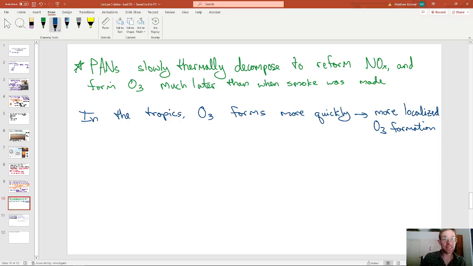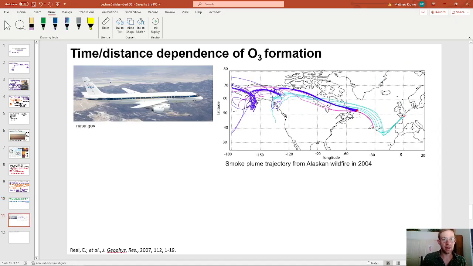So let's look at a quick example of that. We're almost done, I promise, of an Alaskan wildfire here. So this is a study where researchers looked at the time and distance dependence of ozone formation from an Alaskan wildfire in 2004. So a little bit dated, but still, wind is wind. It's not like it's going to be drastically different. It will change depending on weather events and stuff, but what I'm trying to say is don't focus on this being an older study. It's interesting results nonetheless, okay?